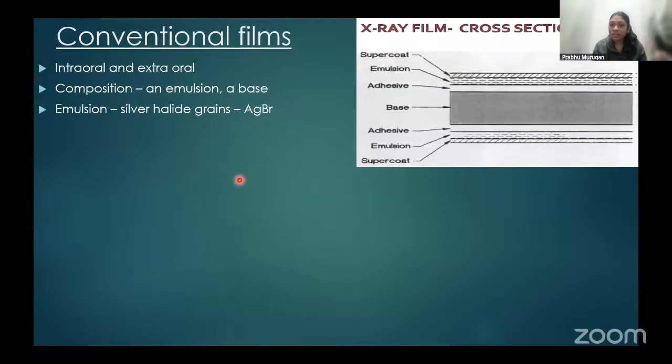This emulsion is made up of silver halide grains. Like we all know, the basic chemistry of halides: halides contain three main things, chlorine, bromine, and iodine.